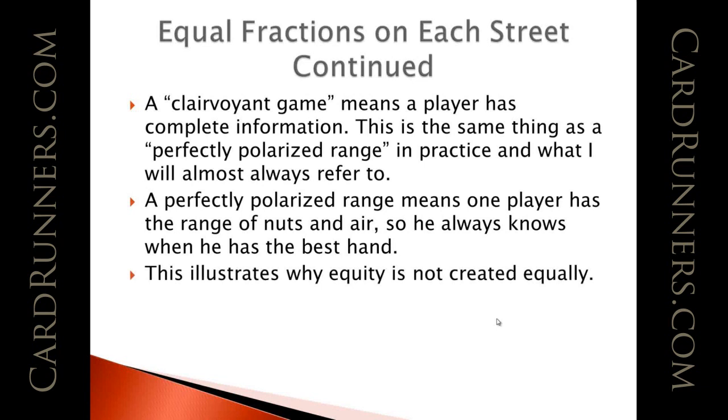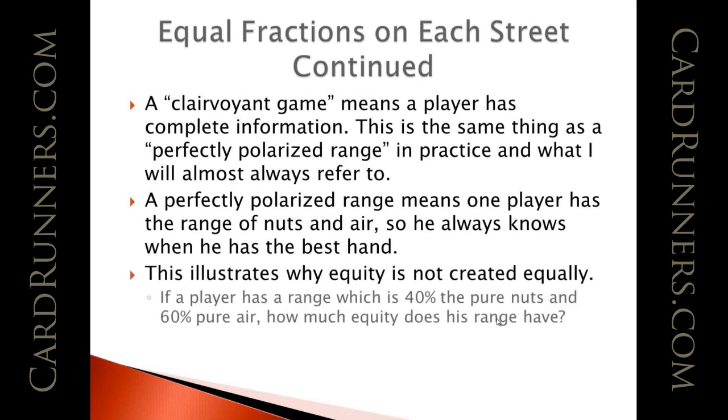This illustrates why equity is not created equally. If a player has a range which is 40% the pure nuts and 60% air, how much equity does his range have? Think about this for a minute. How much equity does a range have if it has 40% the pure nuts and 60% pure air? 0.4 times 100% plus 0.6 times 0% equals 40%. So if you were to plug in that range to PokerStove, it would tell you your range has 40% equity, which doesn't look that good.